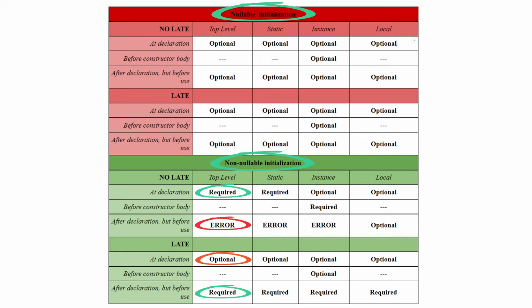For instance fields, however, if you don't plan on using the late modifier, it's optional to initialize them at declaration, but it is required to do so before the constructor body, and not doing so will result in an error. If you use the late modifier, then you can initialize it whenever you want, but it is obligatory to do it before you'll access or use that variable. Hope it makes a little bit of sense.